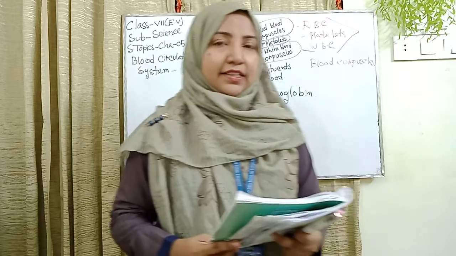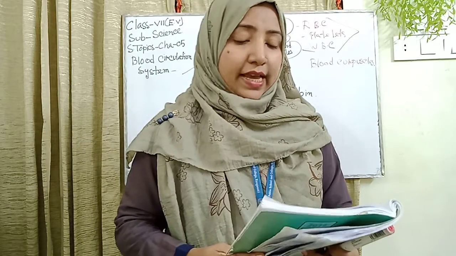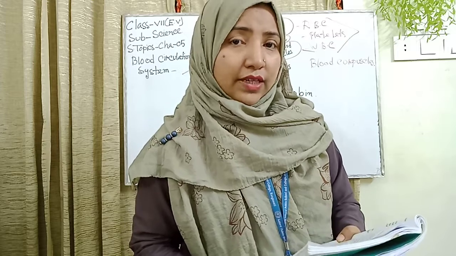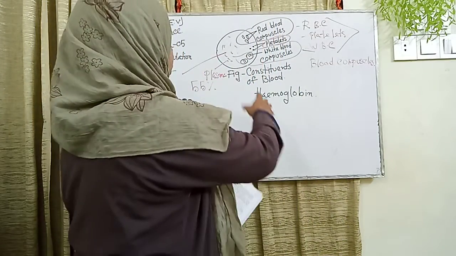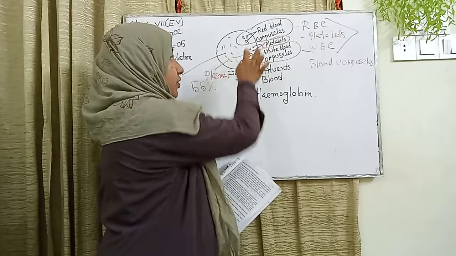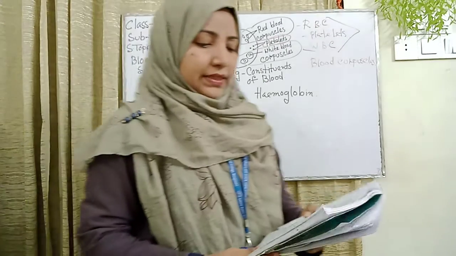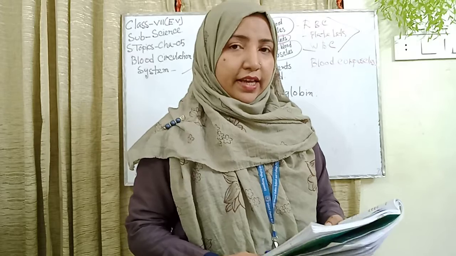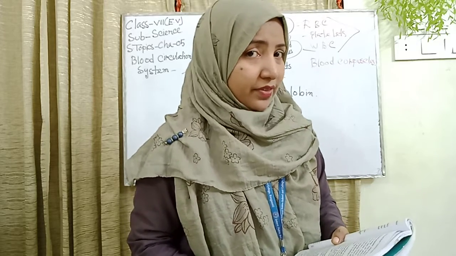Third structure is platelets. It looks like a circular or round structure. They are smaller than red blood corpuscles. Here I also draw the platelets. They do not contain any nucleus. It's also the same structure as the RBC.